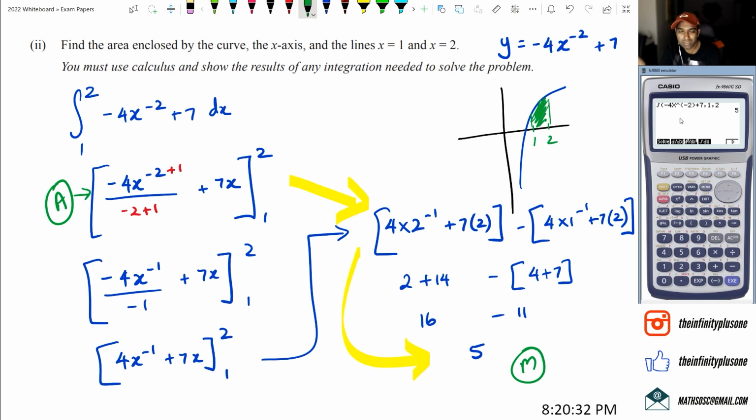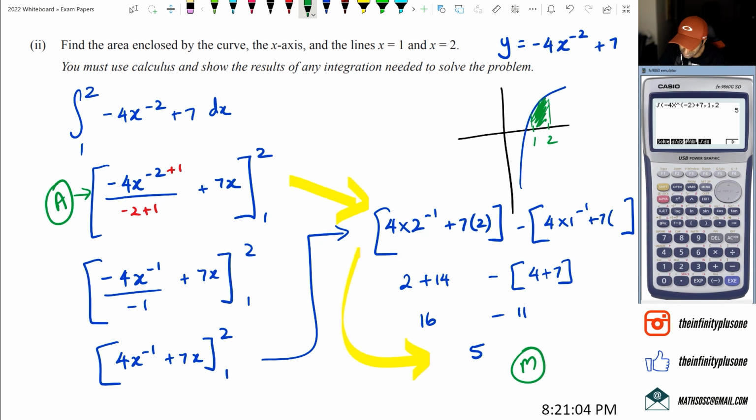But if you actually get to that part, you really should be getting a merit, because that's pretty much the penultimate line that you need before you write down the answer anyway. So, you know, just get into the habit of using the calculator to actually check your answers for these types of questions.